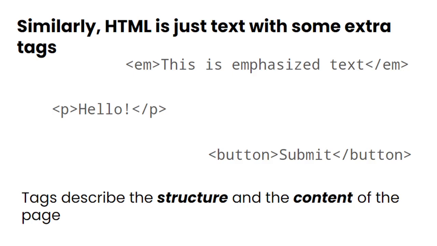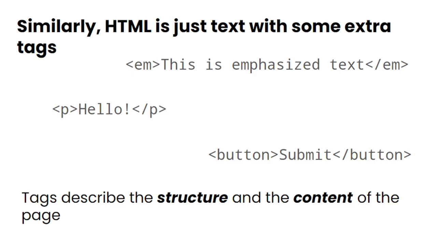Similarly, HTML is just text with some extra text. So you can see in the examples, like this is the emphasized text, this is our normal text, and we have some tags along with it, that is em in the angle brackets, right? So this is called a tag. In a similar way, you can see that hello is mentioned inside the p tag. So this is what HTML is. Similarly, we have a submit text that is enclosed within the button tags. So tags describe the structure and content of the page.